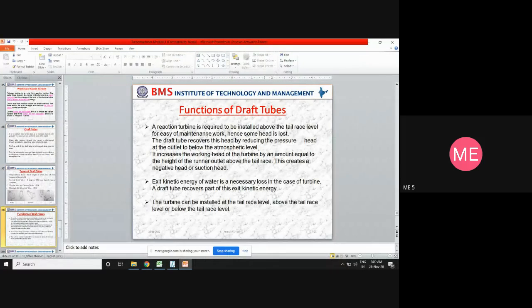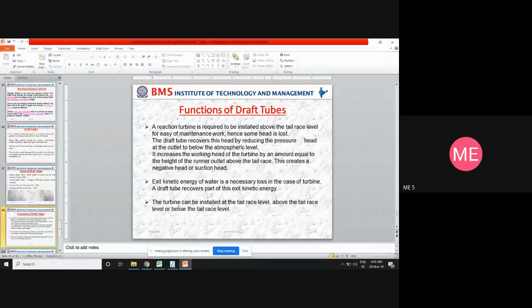A reaction turbine is required to be installed above the tail race level for easy maintenance and work. Hence, some head is lost. The draft tube recovers this head by reducing the pressure head at the outlet below the atmospheric level. It increases the working head of the turbine by an amount equal to the height of the runner outlet above the tail race. All these things we have discussed, and I've shown you a video also, but still I'm going to.